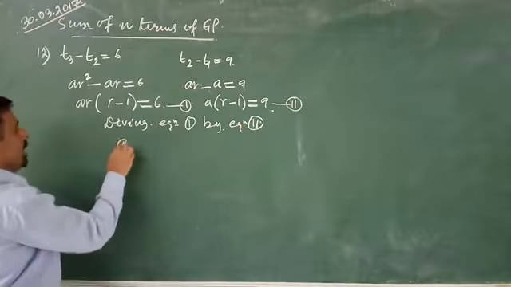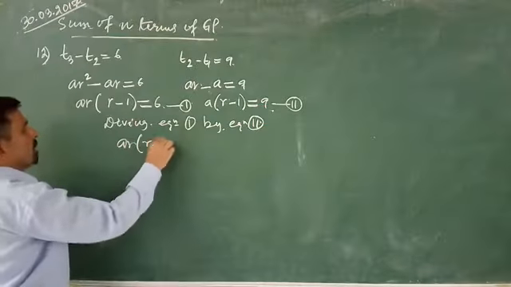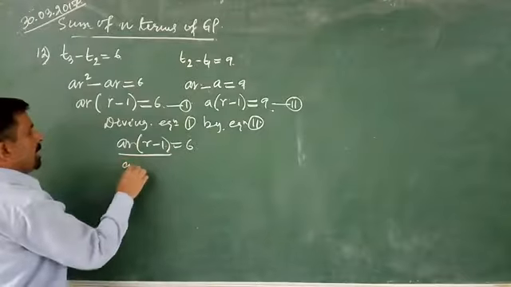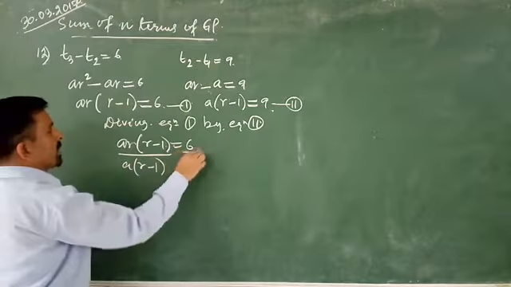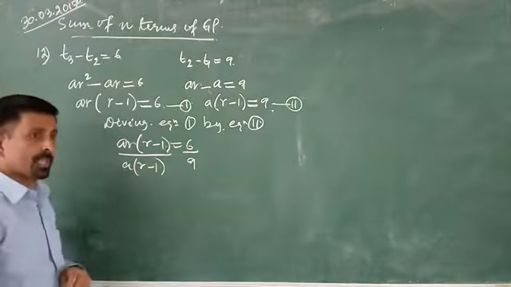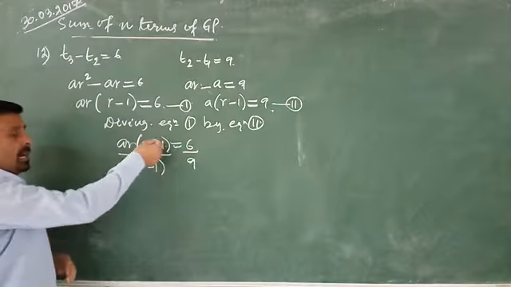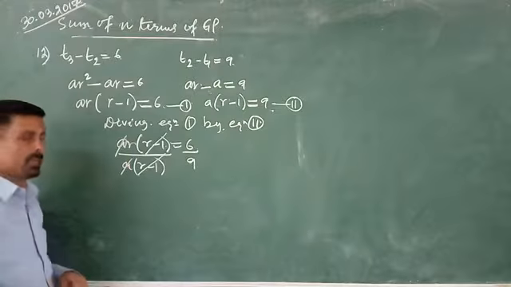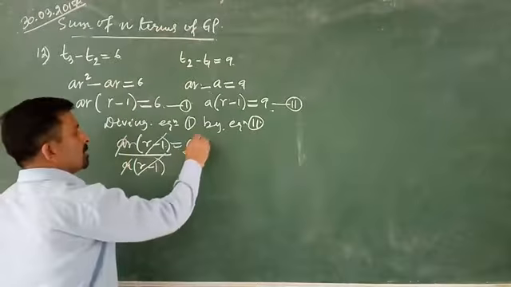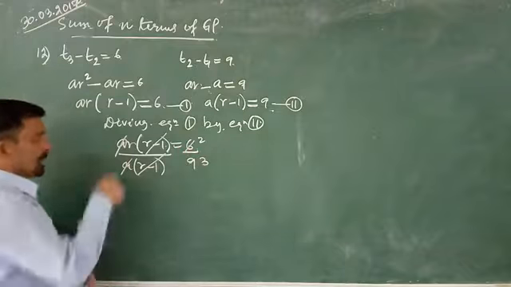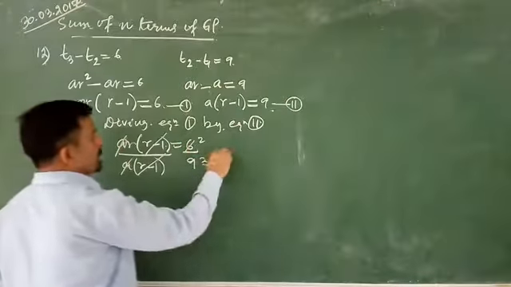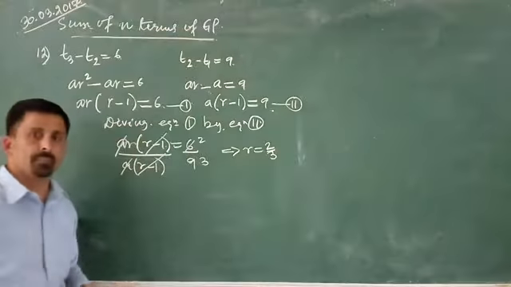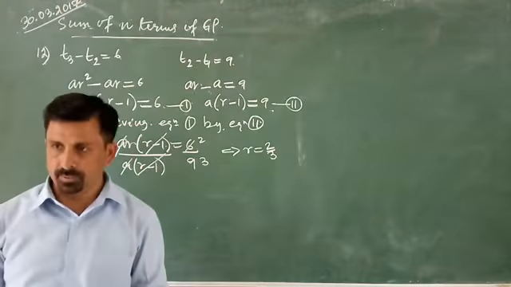What do we get? AR into R minus 1 is equal to 6. Left side, A into R minus 1, and right hand side we can have 9. If you do this, then you will see that these are like terms, they will cancel. A is also similar, so A also is cancelled. Then these two numbers have a common divisor, 2, and this is 3. Here what is left is only R. So this implies your R is equal to 2 over 3. By simplifying, we got the value of R.